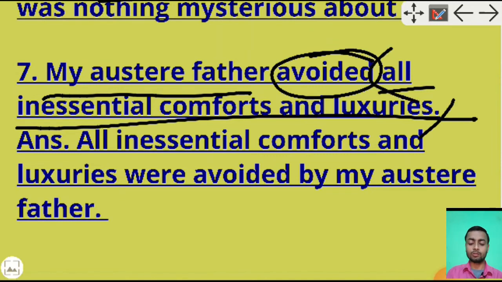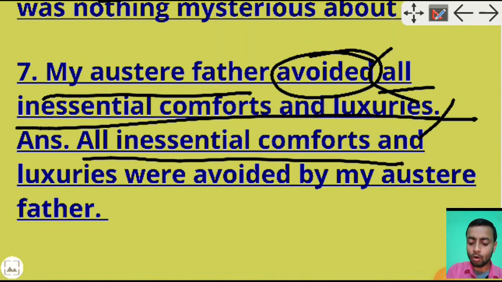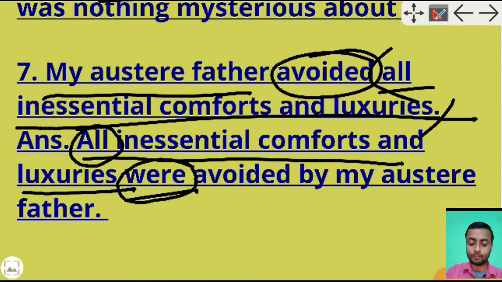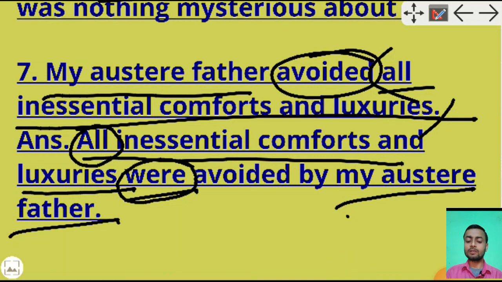So you have to make this total part, all inessential comforts and luxuries, পুরোটাই তোমাকে সাবজেক্ট বানাতে হবে। সো আনসারটা দেখা যায়, all inessential comforts and luxuries. So all, here all is a plural marker, so you have to use the helping verb in the plural. So all inessential comforts and luxuries were avoided by my austere father. Subject, my austere father became the object.